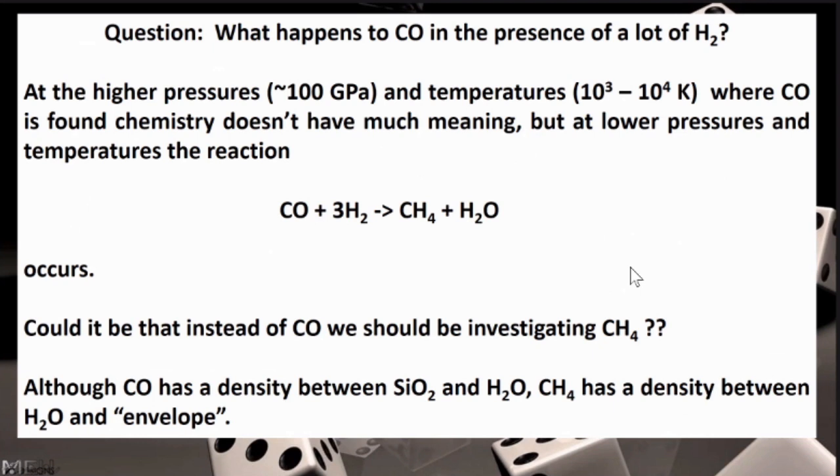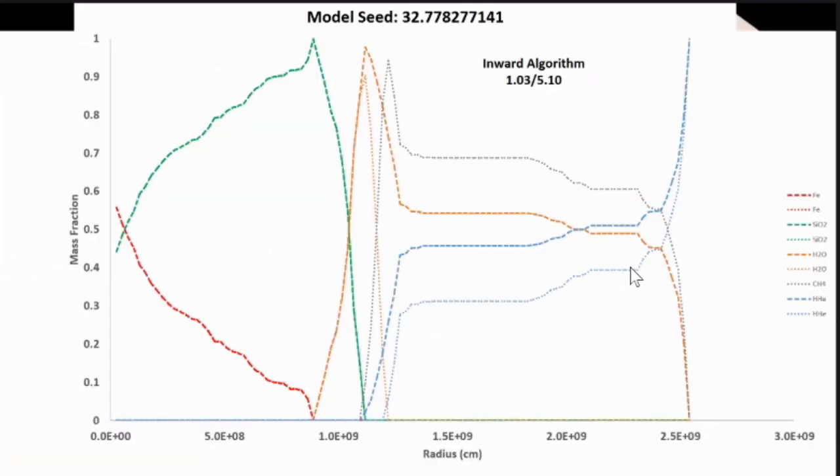Well, CO has a density between silicon dioxide and water, but methane has a density between water and envelope. It's lighter than water. So that's going to change things. It's going to replace the water. It's going to replace the hydrogen helium. But it's not going to touch the rock. So that could work. And in fact, it does.